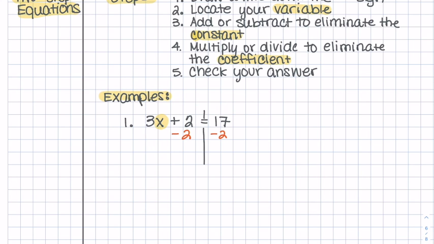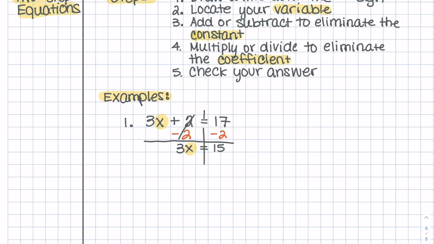All right, so now let's see what I'm left with. 2 minus 2 is 0, so that one cancels out. So I'm left with 3x on this side equals 17 minus 2 is 15. So if you notice, I did one step, but I'm not done yet. My variable is right here, and it is not alone. I still have to get rid of the 3, which is the coefficient.